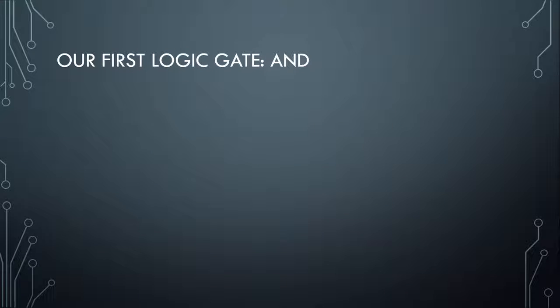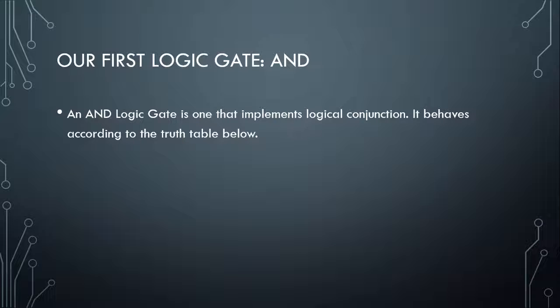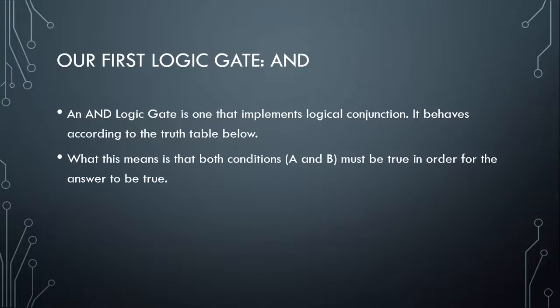So let's go ahead then, with that in mind, look at our first logic gate, which is AND. And we'll look at a couple others throughout the coming days. So an AND logic gate is one that implements a logical conjunction. Conjunction means that it's taking two different states, testing them, and getting an output. And it behaves according to the truth table below. And we'll talk more about truth tables later on in this course.